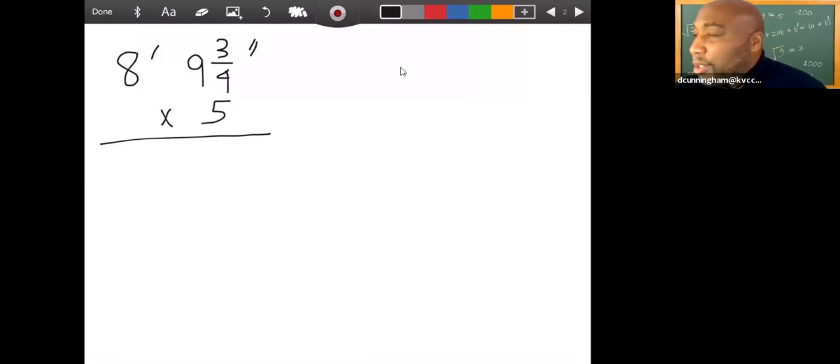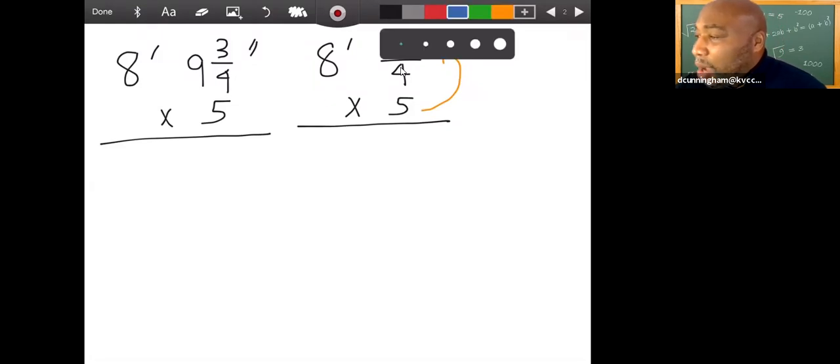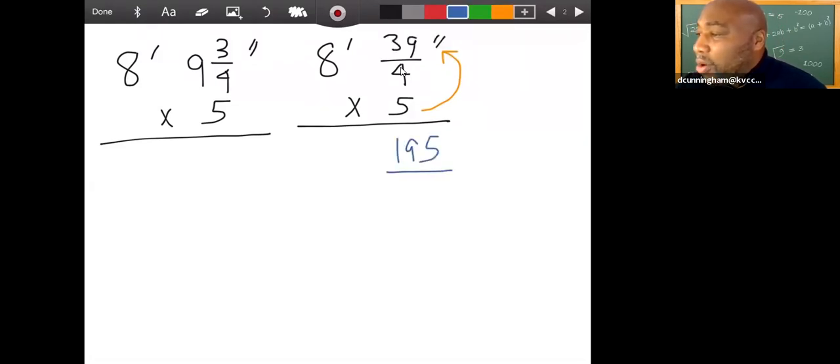So let's do this one. This would be 8 feet, and then this 9 3/4: 9 times 4 plus 3 is 39, so this would be 39 over 4 inches, times 5. So you multiply that 5 into each of those units. To multiply into the fraction, it's really like 5 over 1. We've done this in our past units when we multiply fractions. I believe it's going to give us 195. So let me write that down on the bottom: 195 over 4, and this is our inches.